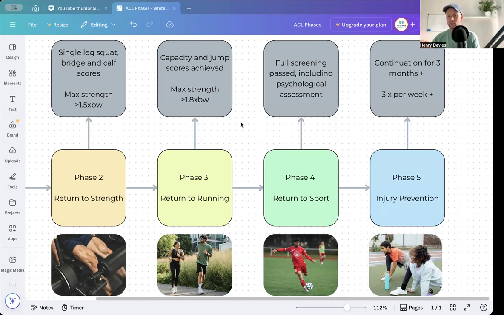And then with the back squat and single leg press scores, we're looking for around 1.8 times body weight. So you can see how each phase builds on the last, making sure we're more and more resilient to be able to get back into full return to sport.